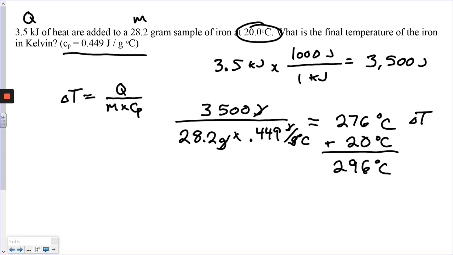Now, the final part of this question asked for the temperature in Kelvin. So if I look here and I want to change this to Kelvin, remember our formula is we just take degrees Celsius plus 273 gives us our temperature in Kelvin. So 296 plus 273 gives us 569 Kelvin.